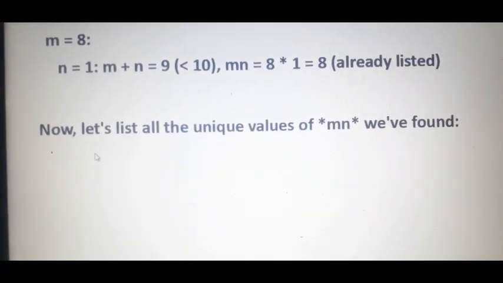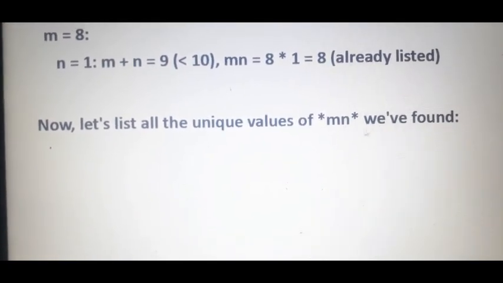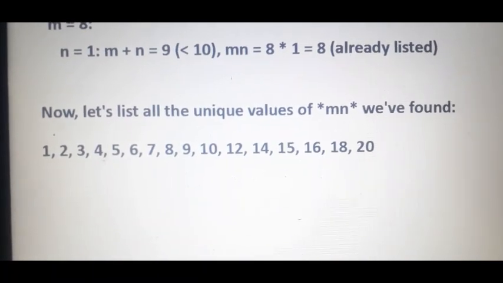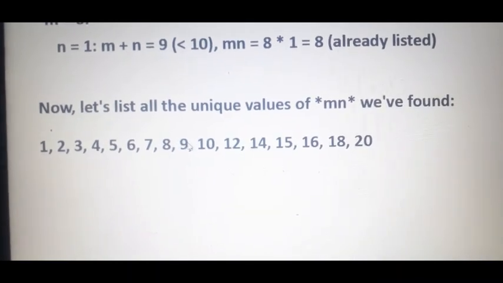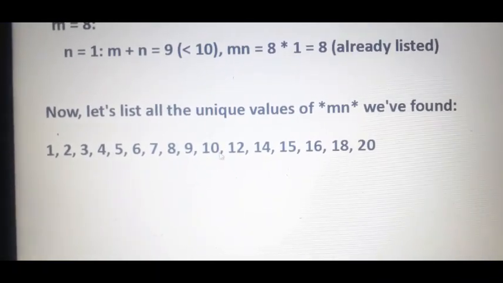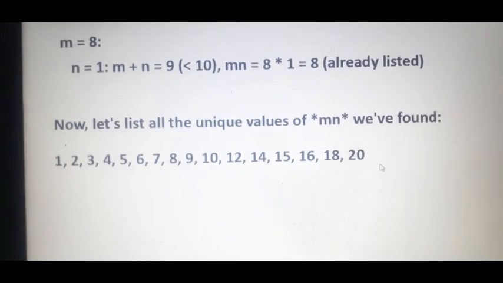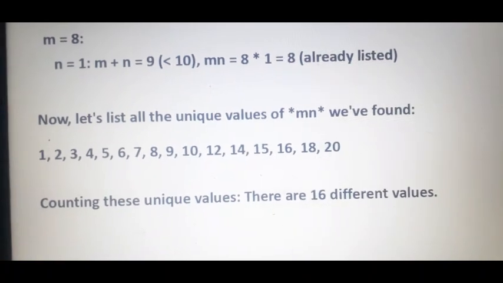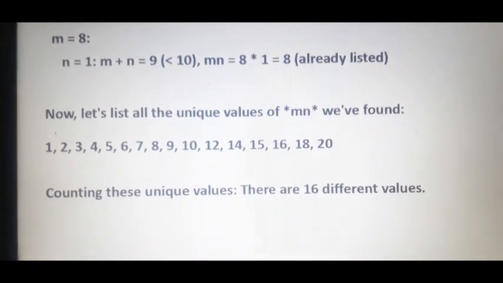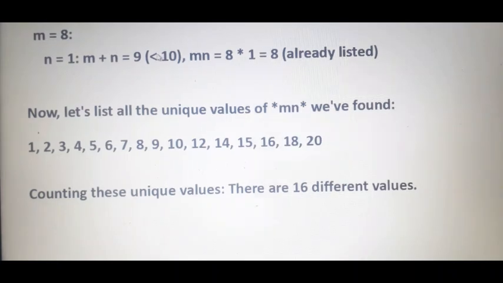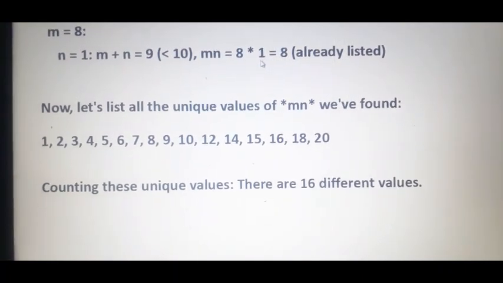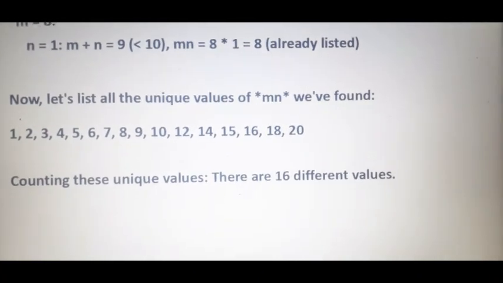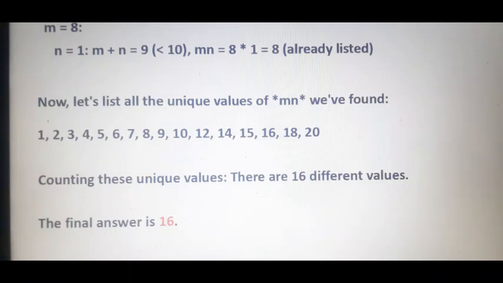Now let's list all the unique values of m times n we have found: 1, 2, 3, 4, 5, 6, 7, 8, 10, 12, 14, 15, 16, 18, 20. These are the possible values. Therefore, counting these unique values, there are 16 different values of m times n where the sum is less than 10, in the given set. Therefore, the final answer is 16.